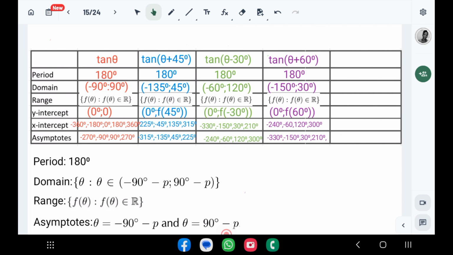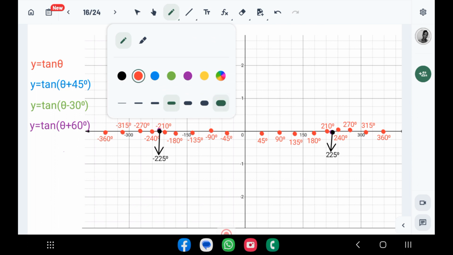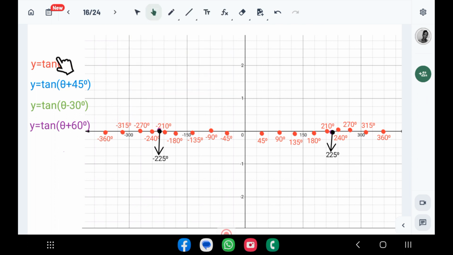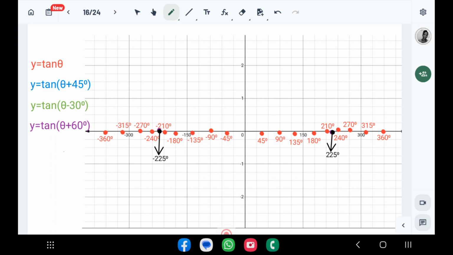Now let's draw the first graph, the standard one, so you can see how the shifting is applied in each and every one of the graphs. Right, let's start with the red graph. Okay, first, the asymptotes. Asymptotes of the red graph, y equals tan theta, are easy, between 90 degrees and negative 90 degrees. This one is not shifted.